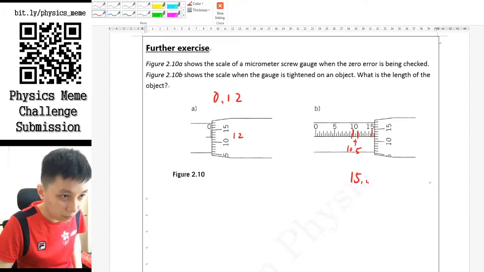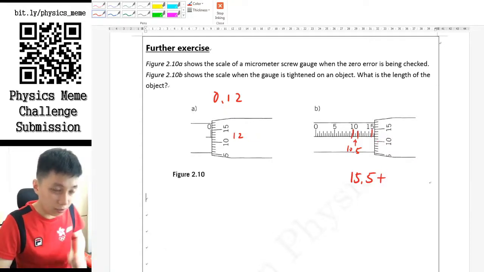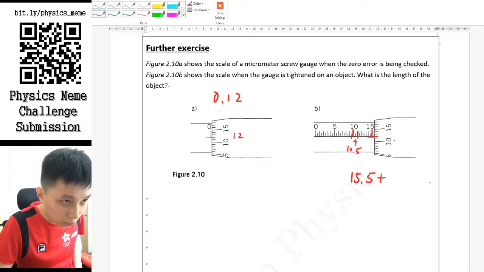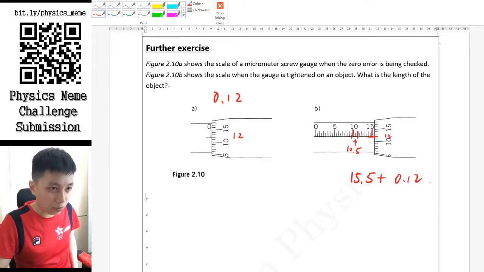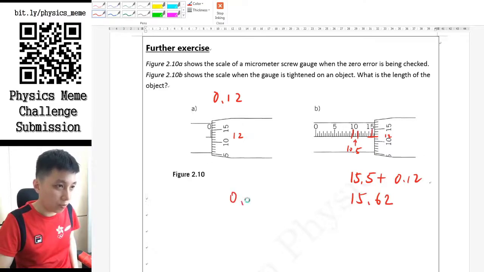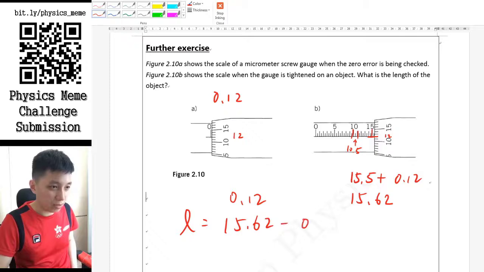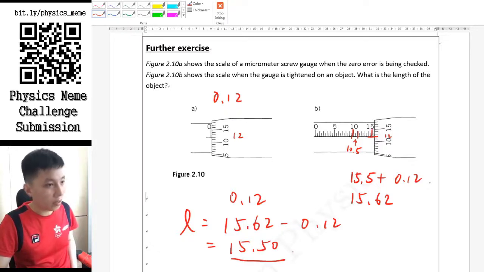0.5 plus the horizontal reading on the drum scale. So these would be 12 also, so 0.12. So that means this is 15.62 and this is 0.12. Oh, actually, it's very easy for calculation. So the actual length will be 15.62 minus 0.12, and that is 15.50 simply in terms of cm, I believe.